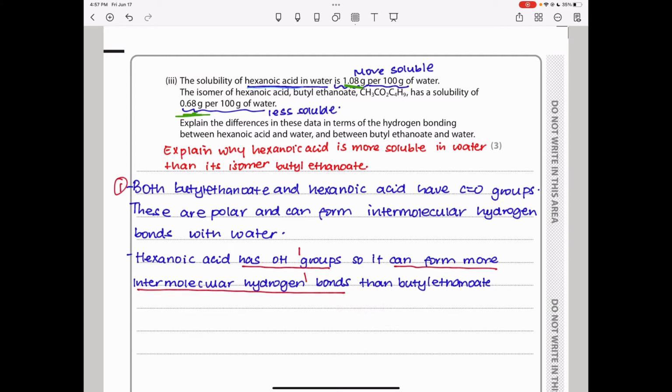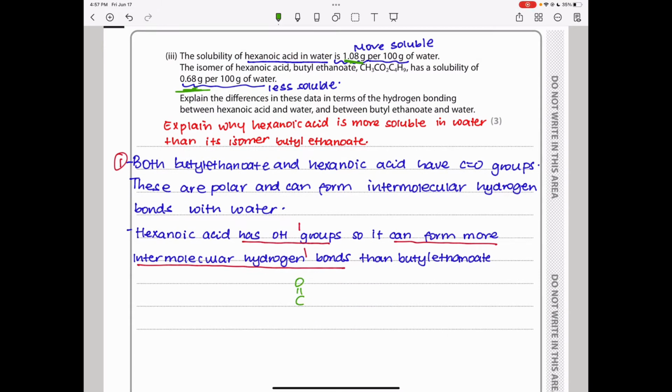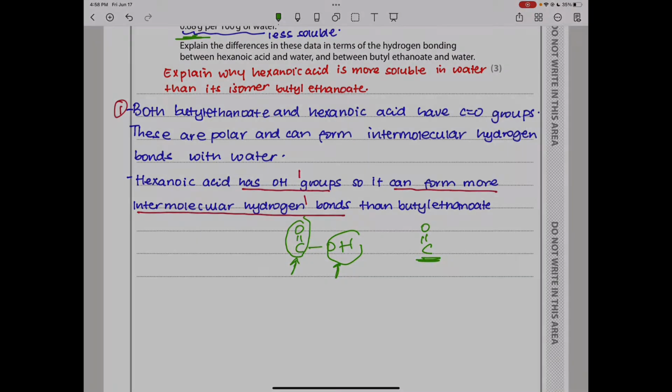The hexanoic acid has this group. Let me take you back. It has the carboxylic group, which has the carbonyl part and the OH part, while the other one, butyl ethanoate, just has that. So there is solubility because of the lone pair, but it's going to be really weak. But this one here can have that and that, which enables it to be more soluble in water. I hope you understand this answer.